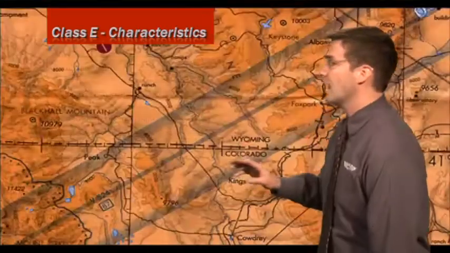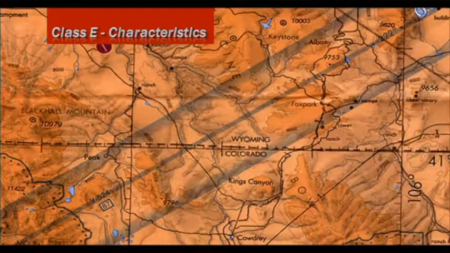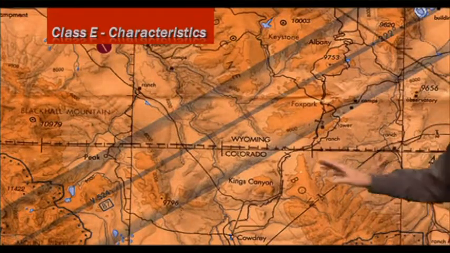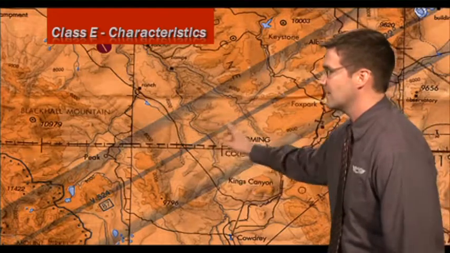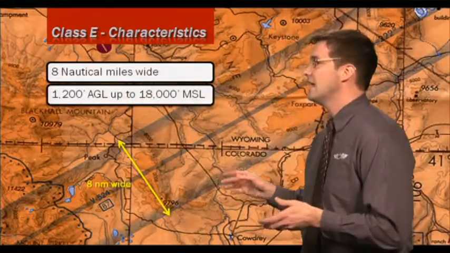Now, here's a Victor airway used to navigate between navigational aids. You can see the blue line marks the airway right here in the center line. The shaded lines represent the boundaries of the airspace and the Class E airspace, which extends for 4 miles on each side of the center line. This makes the airway 8 nautical miles wide. Now, Class E airspace on Victor Airways begins at 1,200 feet AGL and extends up to, but not including 18,000 feet MSL. It is designated as controlled airspace.